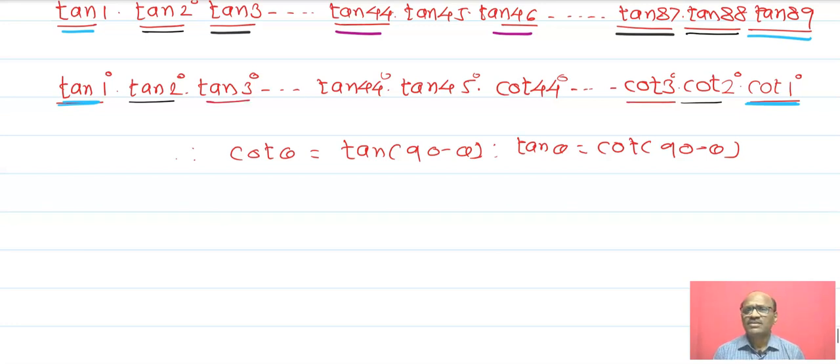Now tan of 1 and cot of 1 get cancelled and the value is 1. Tan of 2 and cot of 2 get cancelled and the value is 1. And in this way, the last remaining term is tan 45. 1 into 1 into, and tan 45 is 1, and overall the answer is 1.